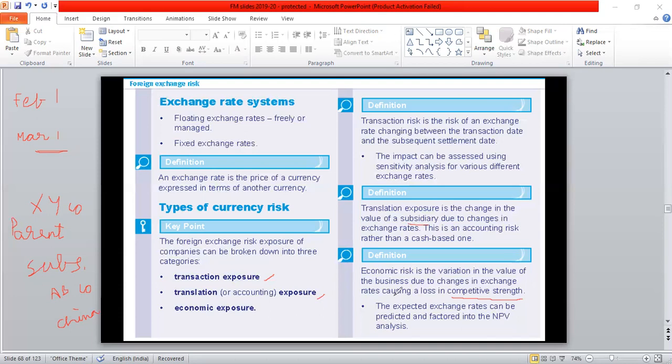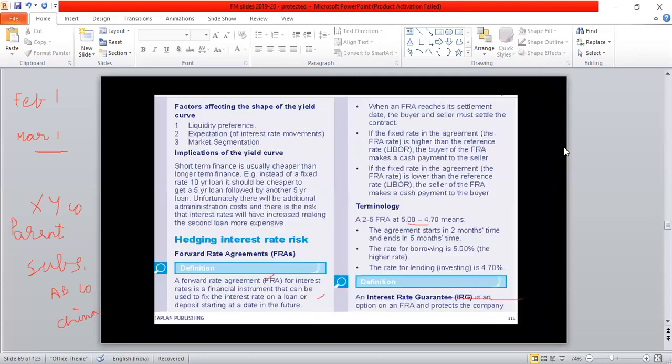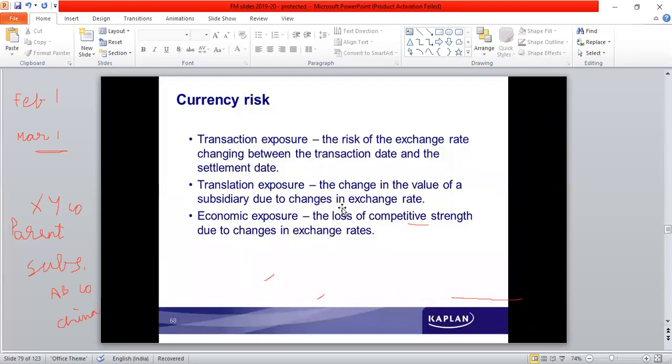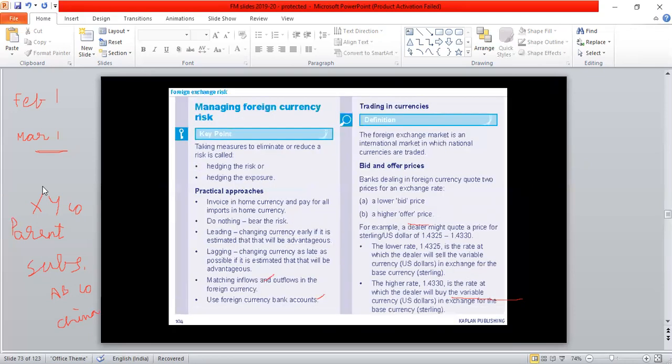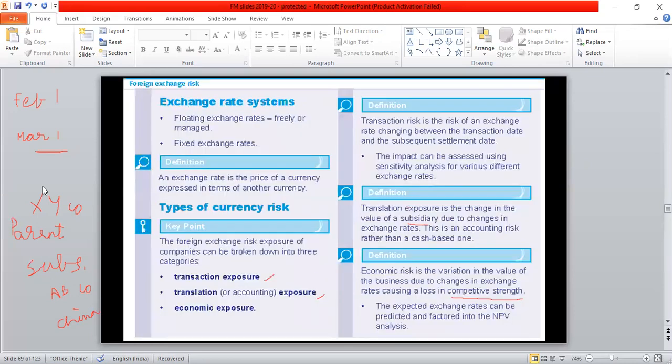Because the value of the foreign currency is varying, we see that there is a loss in competitive strength. There is another slide which expresses this, the loss of competitive strength due to changes in exchange rate. Because the exchange rates are varying, they would not be able to take up the same activity, because their competitive strength gets affected, as they would not be able to take it up in the same way, because there are changes in the exchange rate.